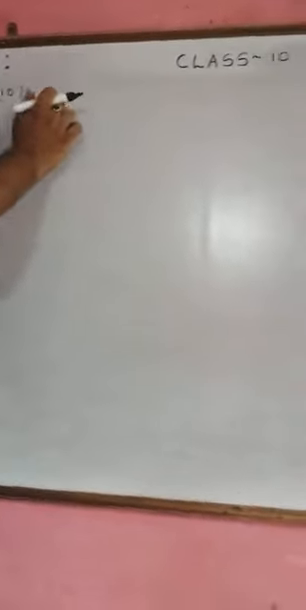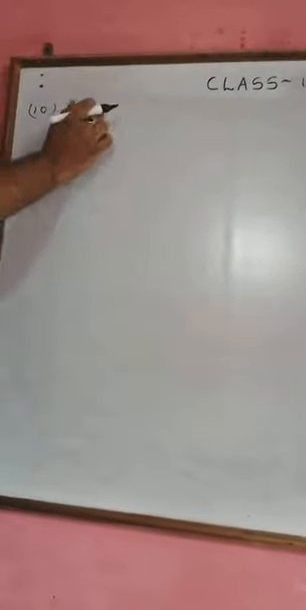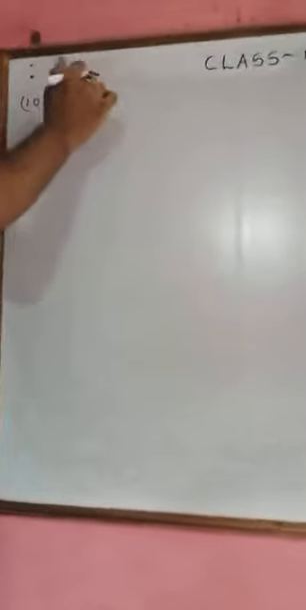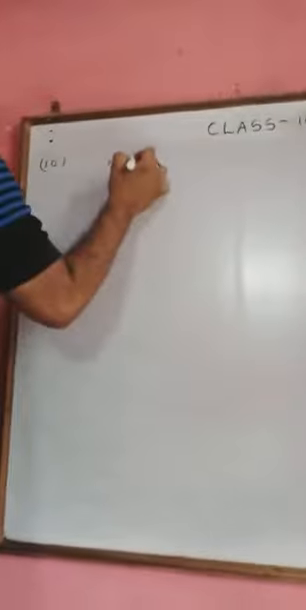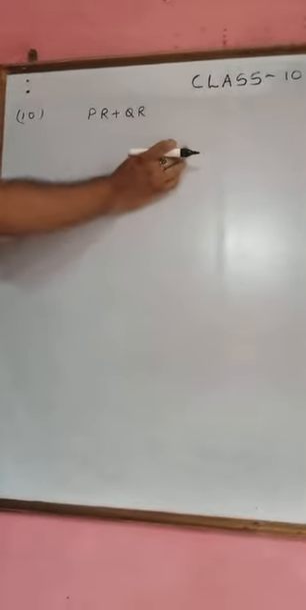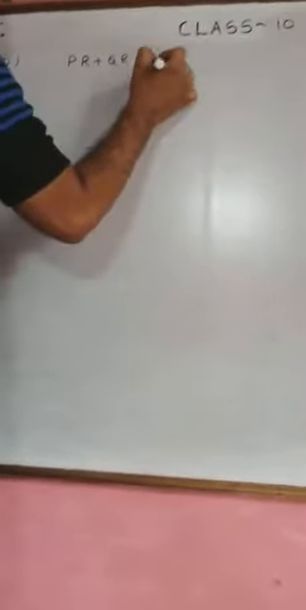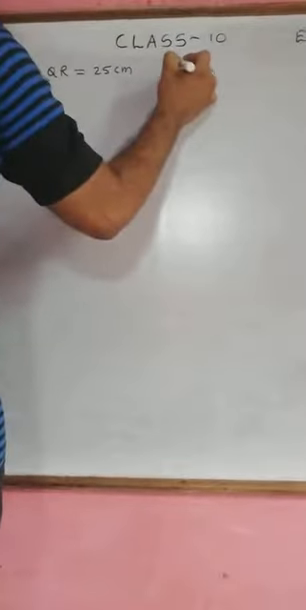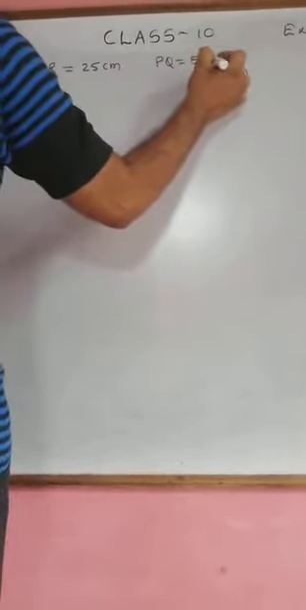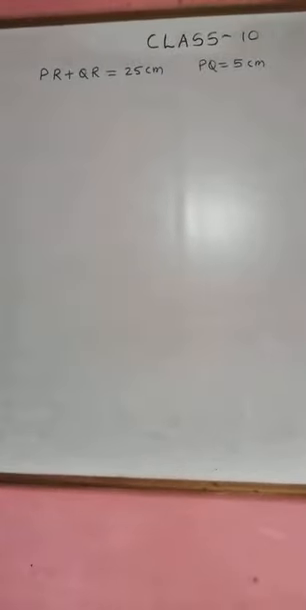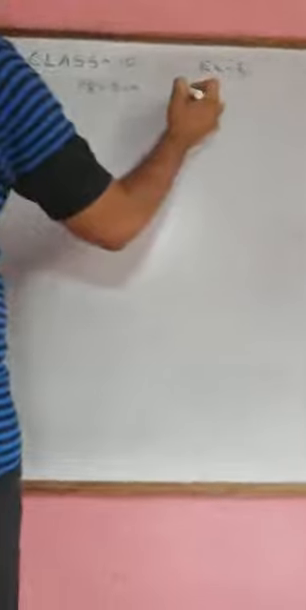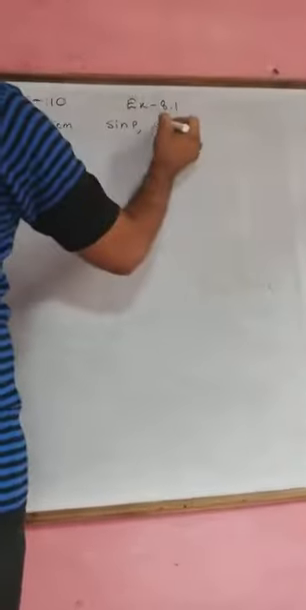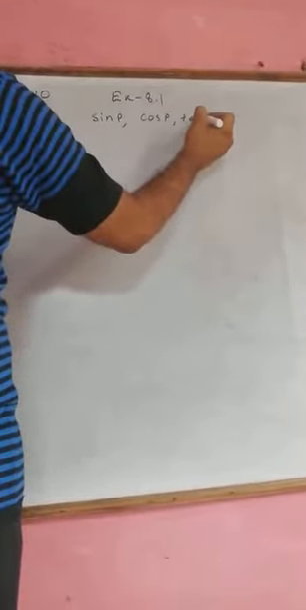So here is one triangle PQR, right angle at Q, and it is given that PR plus QR equal to 25 centimeter and PQ equal to 5 centimeter, and we have to find the value of sin P, cos P and tan P.